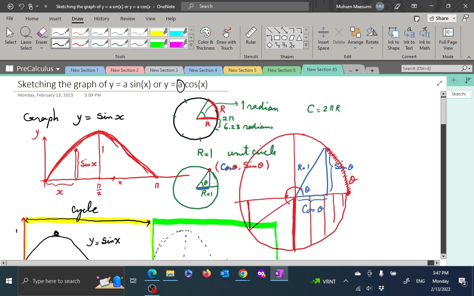Practice over and over again until you can do each graph in under 1 minute, and make sure you understand what happens at these critical points at 0, pi over 2, pi, 3 pi over 2, and 2 pi, and understand the role of a in each of them, and then we'll be good to go.